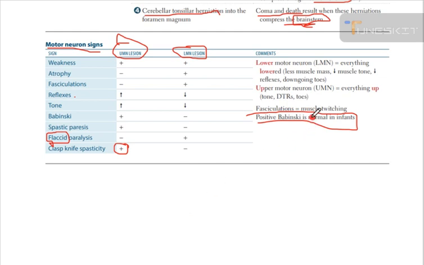So in upper motor neuron lesions, everything is up. In lower motor neuron lesions, everything is down. So let us go next.